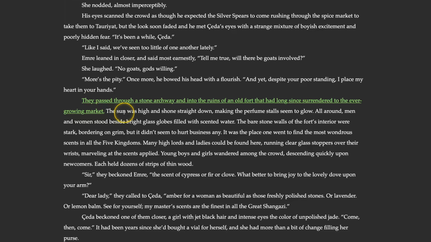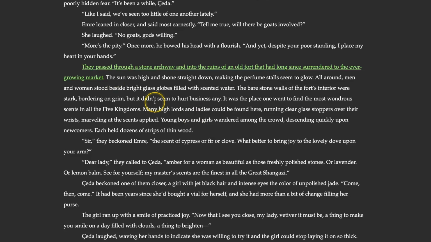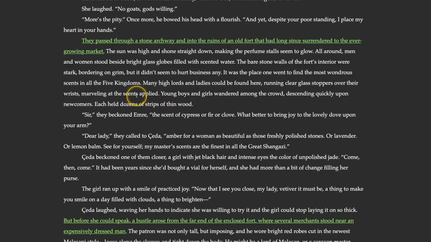He's just agreed. And then they pass through this stone archway into the ruins of an old fort that had long since surrendered to the ever-growing market, the spice market. And so we have some setup here, some setting. We describe the area that they go into. Again, it's an old tower that's kind of been hollowed out that they walk into. And within it is a number of merchants who are selling perfumes. And so I have a little bit of back and forth just to kind of set the stage.